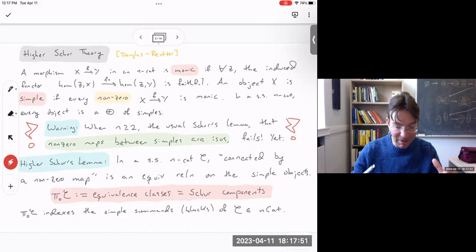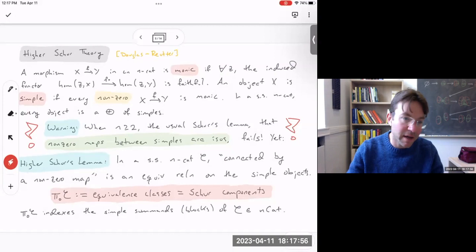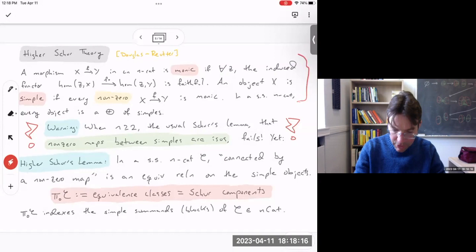So Schur's lemma is something in one category. It says that in, say, an abelian category, a semi-simple category, any reasonable one category, you might be able to work out what it means for objects to be simple. One way you could say an object is simple is if every map out of that object is either zero or an injection, either zero or a monic. Well, that definition makes perfectly good sense in n categories.